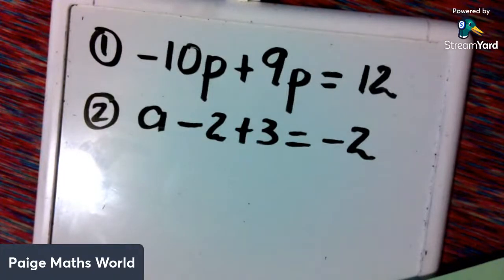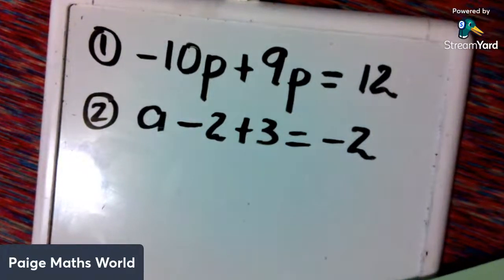For number 1, please write the questions off first, guys. I'm going to give you 5 seconds to write the questions off, and then I'm going to give you another 30 seconds to get your answer in. So for the first one, we're solving for p, and for the second one, we're solving for a. So take some time and write the questions off.